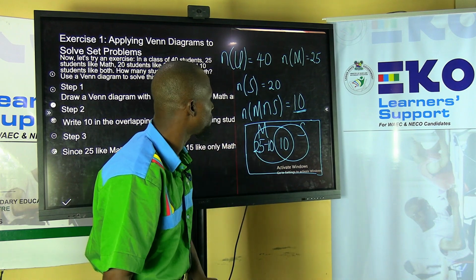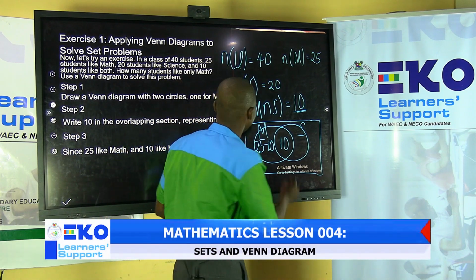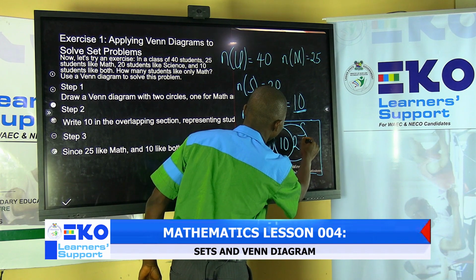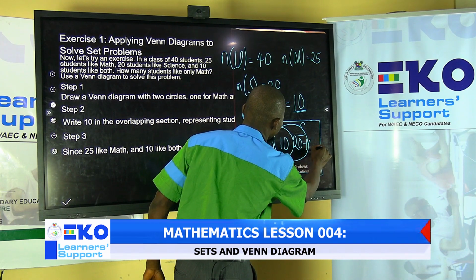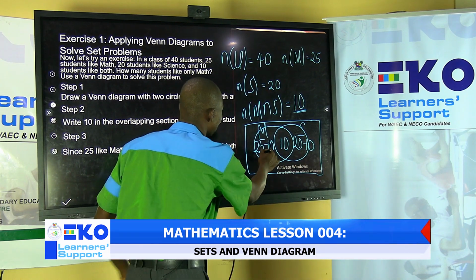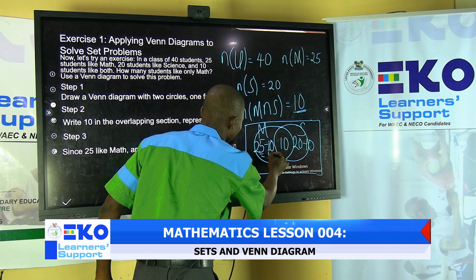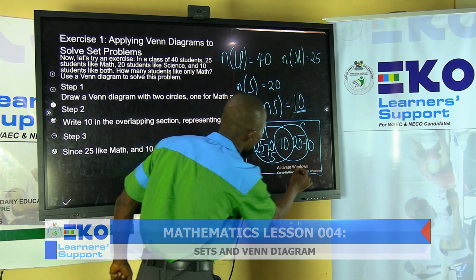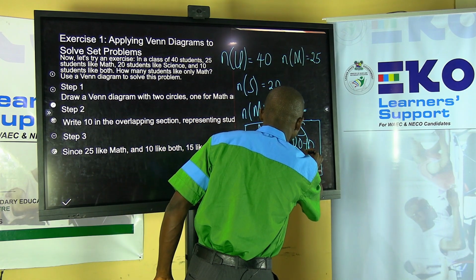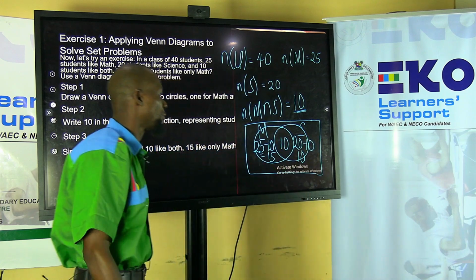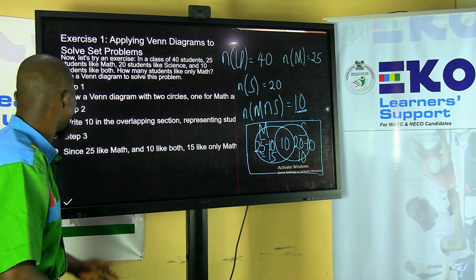Science only will be what? 20 minus 10. Wow. So mathematics only is 15, and science only is 10. So that is from the question.